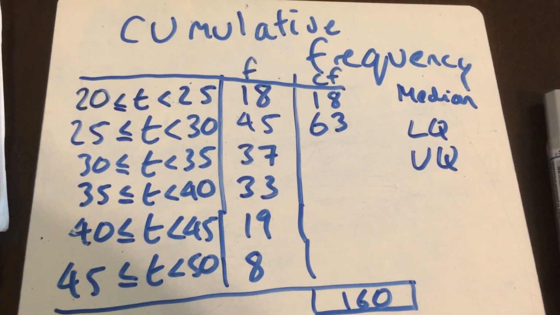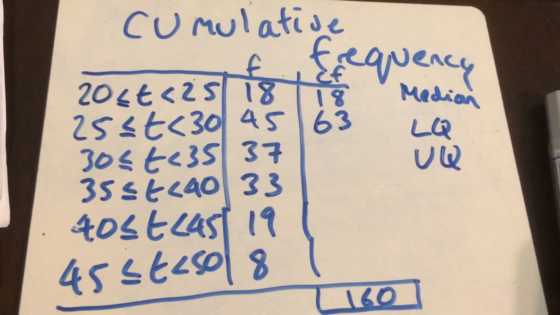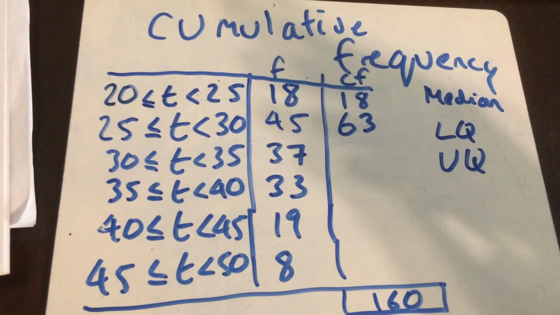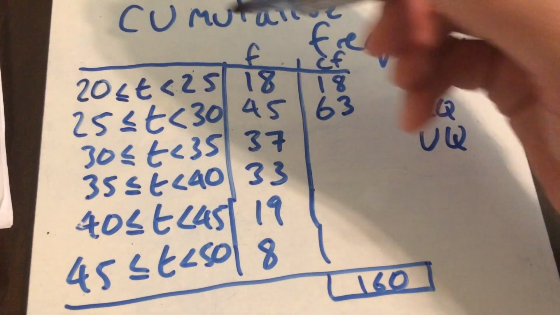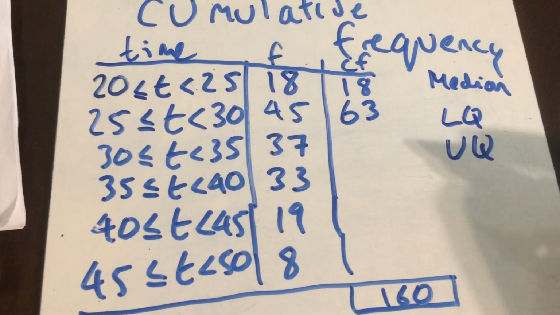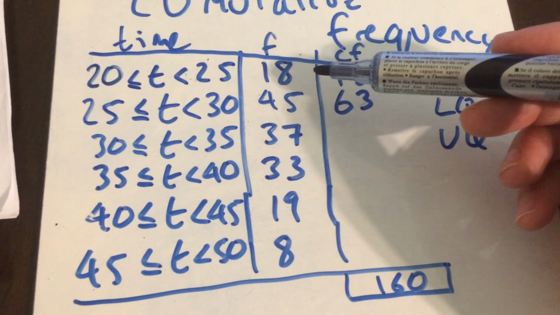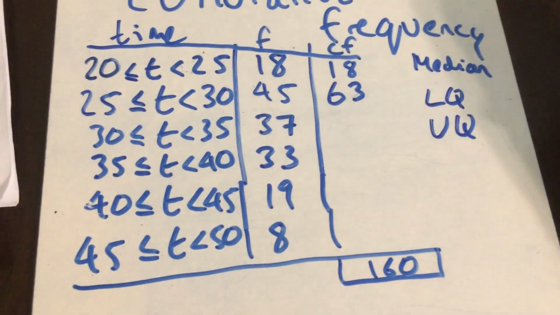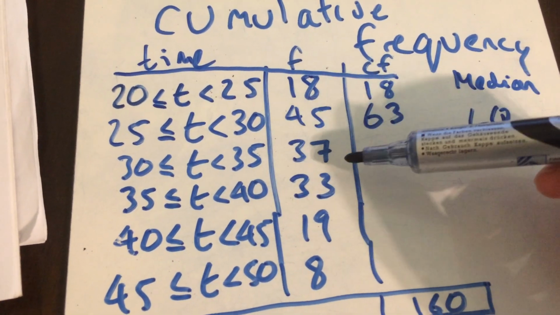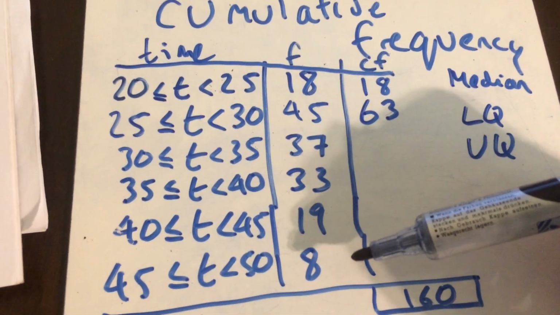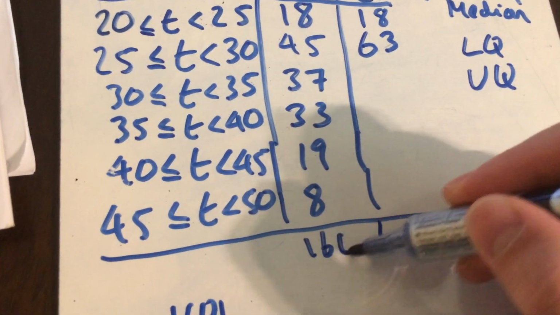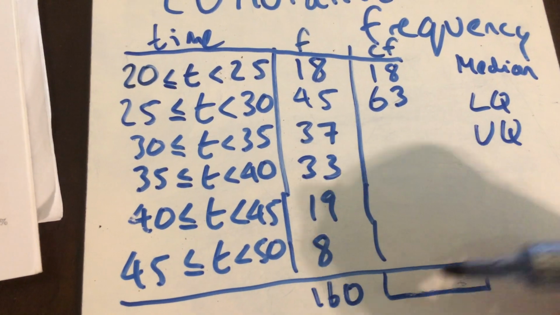We're doing a cumulative frequency lesson for my year 10s, and we've got a set of data about some runners completing a race and the time. So this variable here is time, and that is the frequency. We know that 18 of them grouped together completed the race between 20 and 25 minutes, 45 in the next 5 minutes, 37 in the next 5 minutes, and so on until all 160 had completed it by 50 minutes.